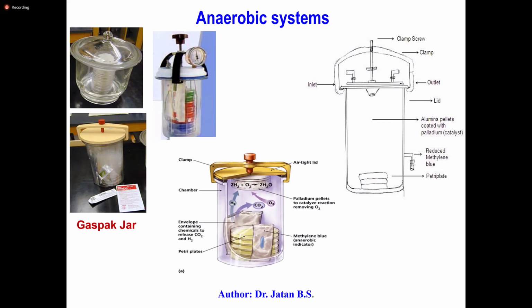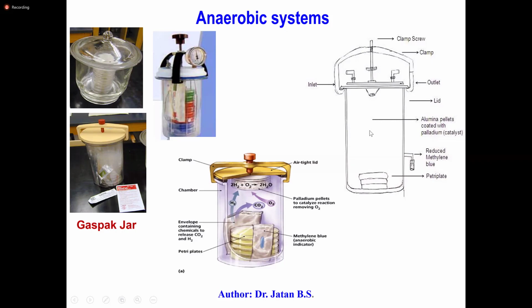Now these are the different anaerobic systems. Some examples of anaerobic systems: this is the McIntosh and Fildes jar. This is called the gas pack system. In this McIntosh Fildes jar you can see two, an inlet and an outlet. The outlet is going to extract all the oxygen present here, and through the inlet you must inject, or put, some non-oxygen gas in this.